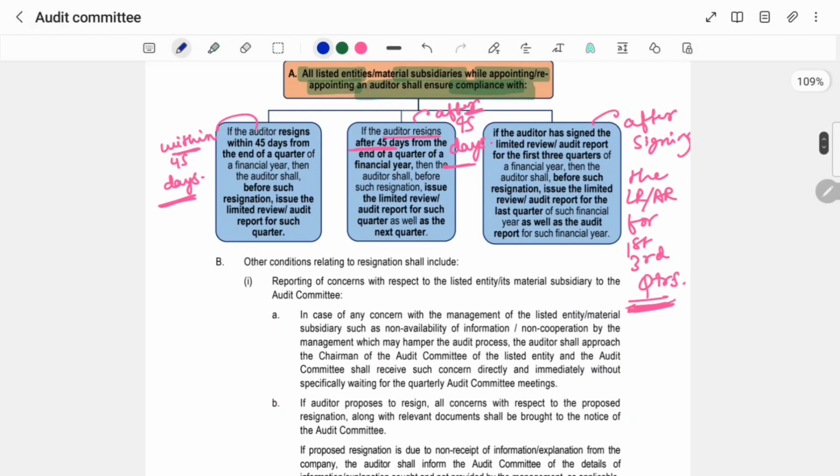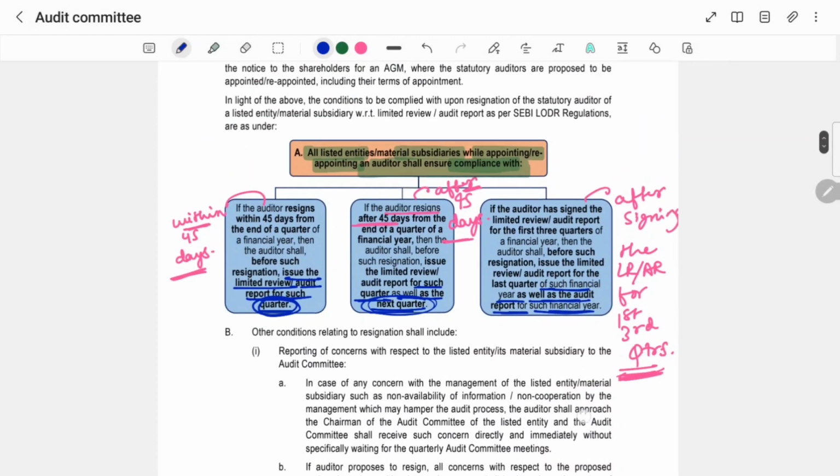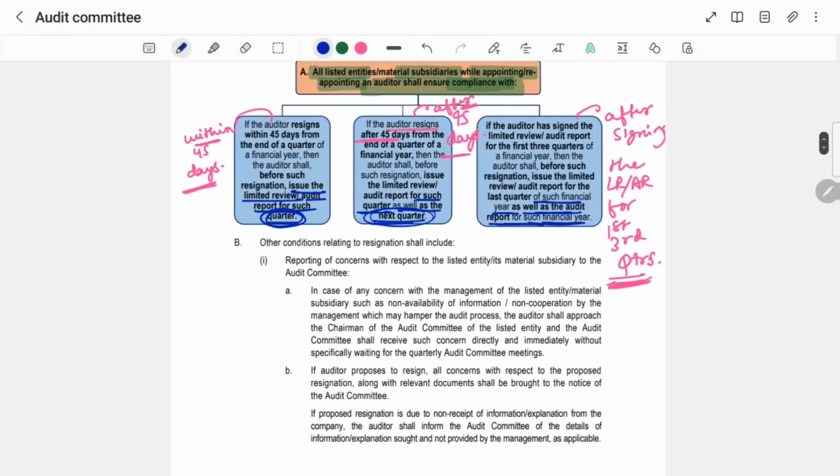So what it has to do, if within 45 days, then it has to issue the LR or AR for such quarter, only for that quarter. And if after 45 days, then for that quarter as well as the next quarter. If after signing for first 3 quarters, then for such financial year as well as audit report for such financial year. So there it will go for the whole year. Now other conditions also you will once go through these points.